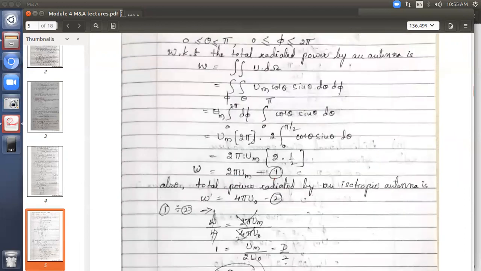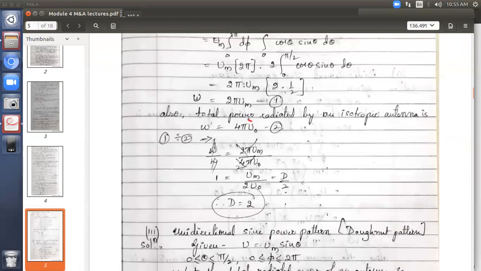What is equation 2? Step 2. For isotropic antenna, W is equal to 4 pi U naught. So take the ratio of equation 1 and 2. You will get W by W is equal to 2 pi Um divided by 4 pi U naught. So pi cancels, 2 ones are, 2 twos are. So it is 1 is equal to 1 by 2 Um by U naught. Okay. So what is Um by U naught? Um by U naught is directivity D. So 1 is equal to D by 2. So what is D? D equals to 2.